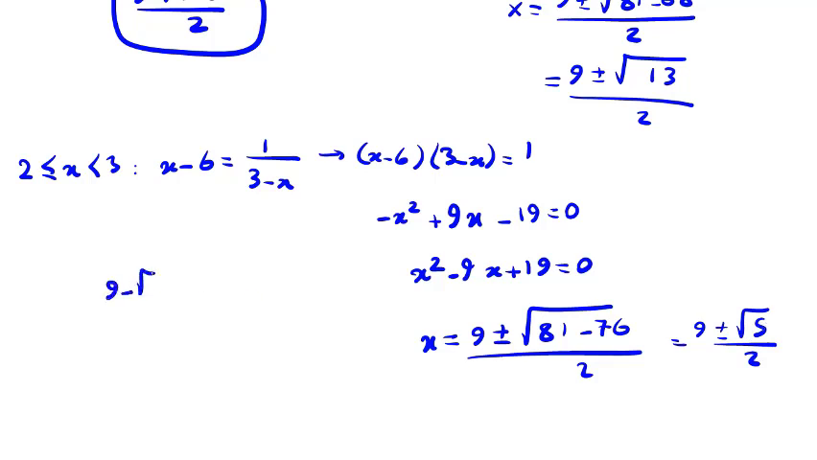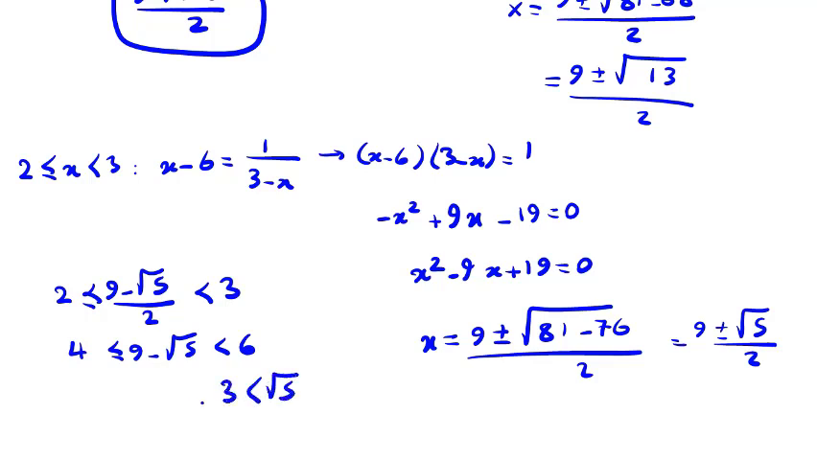Let's prove it. 9 minus root 5 over 2, is it less than 3? It's obvious because 9 over 2 is 4.5. And if you want, we can also check this part. If we multiply by 2, it will be 4. 9 minus root 5 less than 6. So if we simplify this, root 5 greater than 3. Okay, so let's see this. No. This part, we have reached a contradiction.